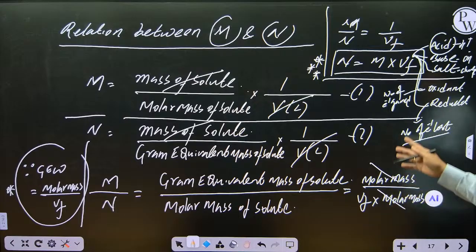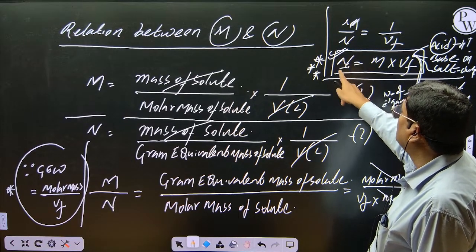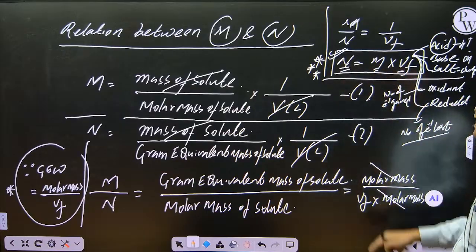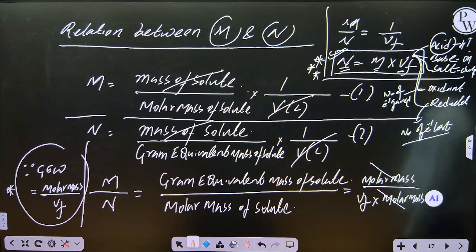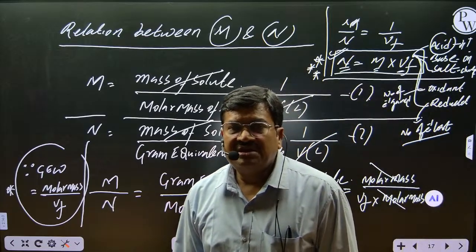Copy it, students, all of you. This is important. Keep it in a box. Normality is equal to molarity into valency factor. Clear? Shall I proceed to the next?